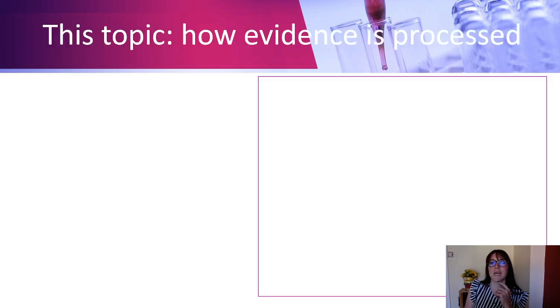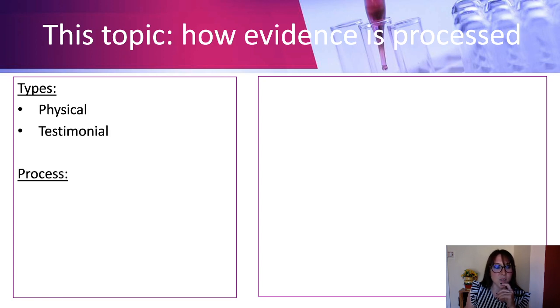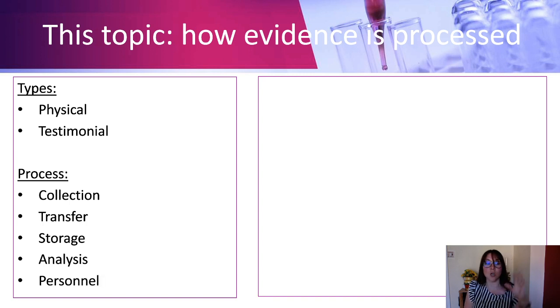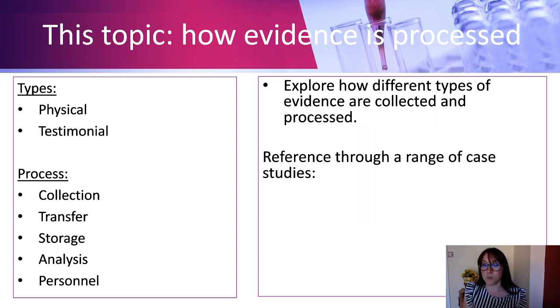So this topic, this is how evidence is processed. The types: physical, testimonial, and the processes are collection, transfer, storage, analysis, and personnel. So these are the areas that you need to know about. We're going to explore how different types of evidence are collected and processed.